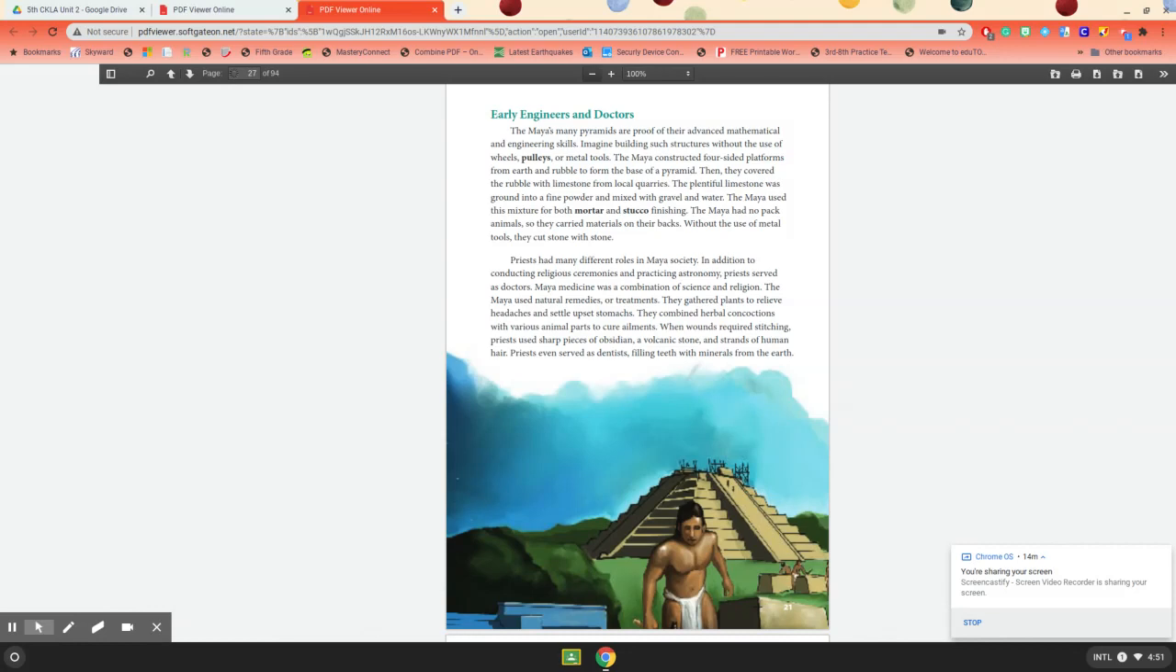The Maya had no pack animals, so they carried materials on their backs. Pack animals would refer to things like horses or donkeys or oxen.